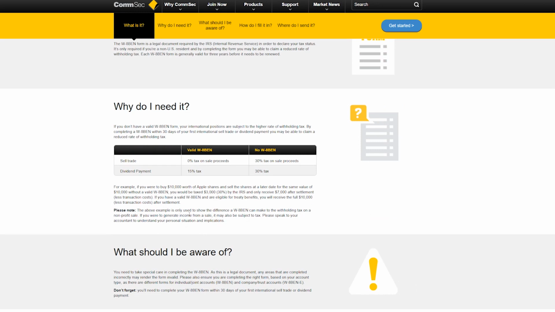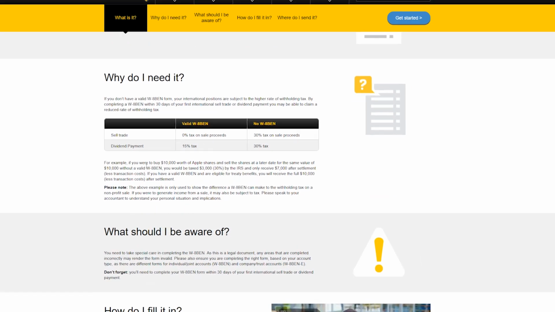The idea is if you don't have the form completed, much like income tax, you'll be charged at a maximum 30%. So for example, if you buy $10,000 worth of Apple shares and you sell them, you're going to be taxed $3,000 out of that $10,000. So it is important that you do fill it out.